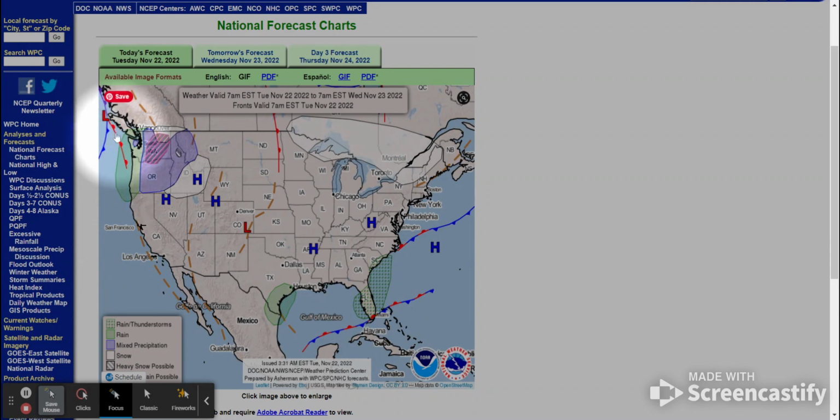Okay, we've got some other symbols up here that we've learned about. So this red line with the semicircles is a warm front, so it's showing that it's going this way, and we've got a cold front right behind it, which is interesting because cold fronts move faster than warm fronts, so it'll be interesting to see what happens there.